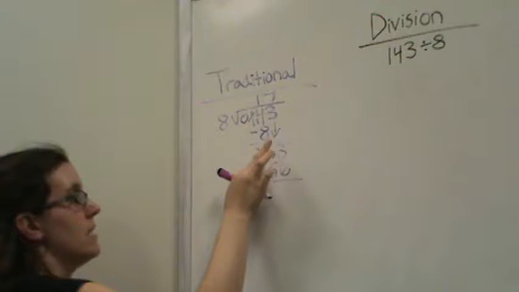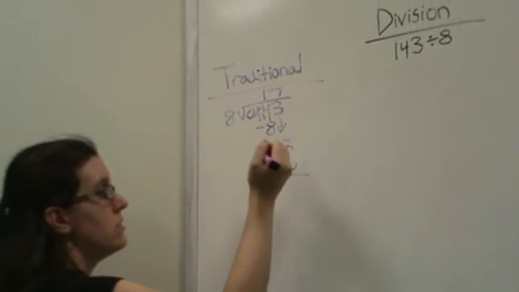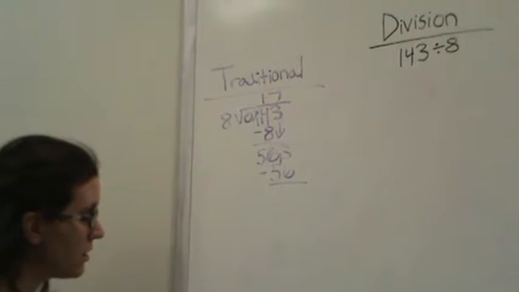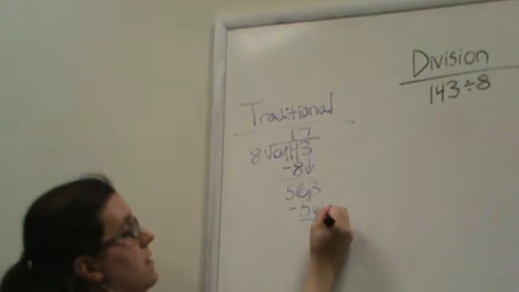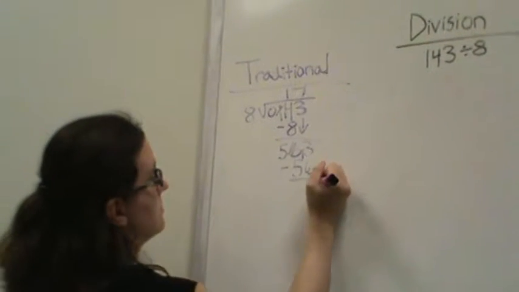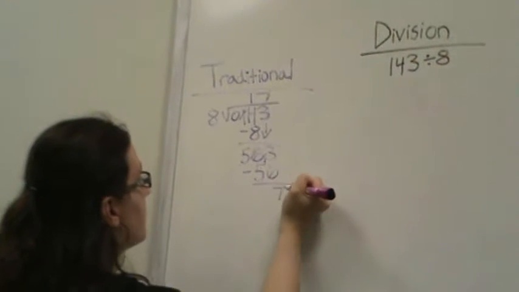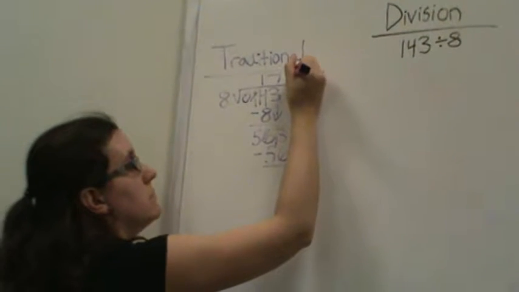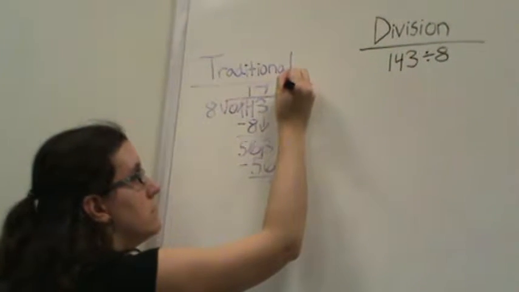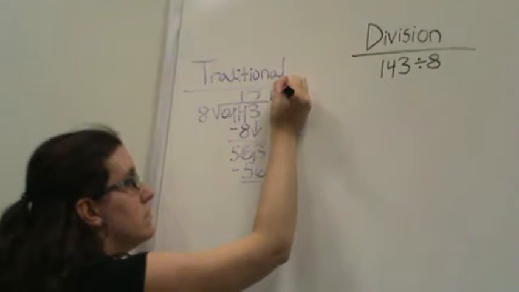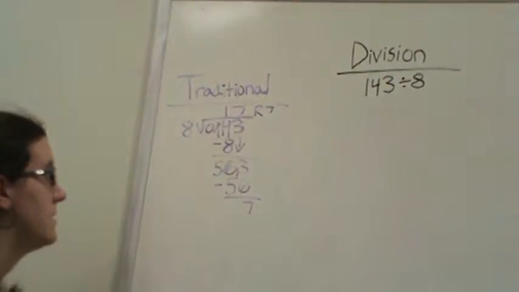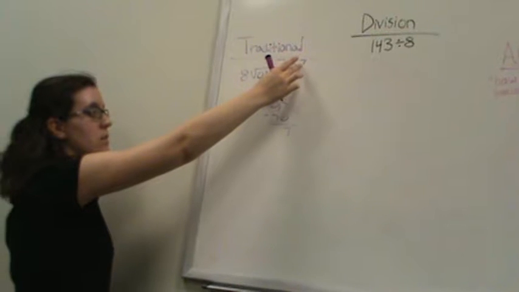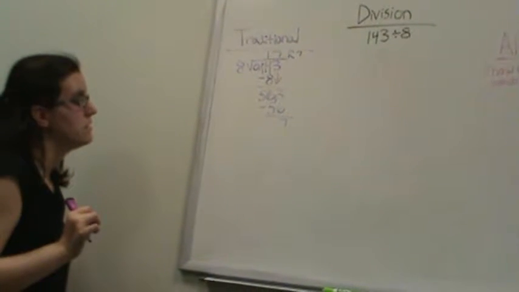We can erase the 0 right now. I know it may be confusing some of you. So turn that into a 5. 13, take away 6 is 7. So your remainder is 7. 8 goes into 143 17 times with 7 left over.